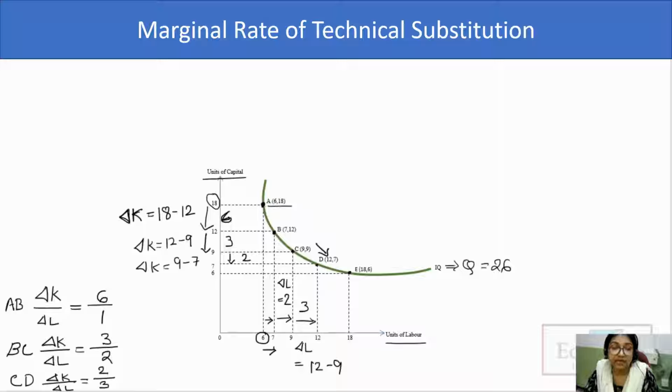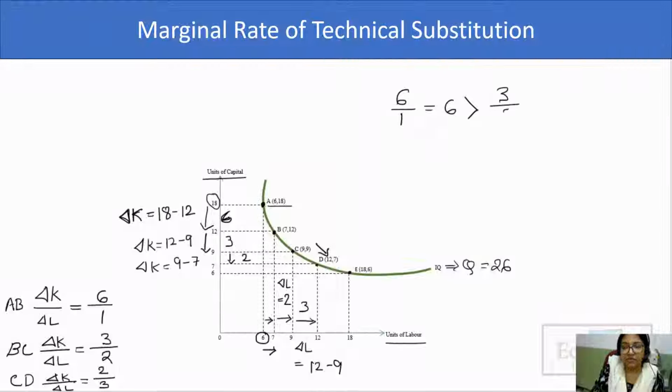We can see that if we continuously increase the labor unit, there is less scope to sacrifice more and more capital. From A to B, this ratio was 6 upon 1, that is equal to 6. Now 6 is definitely greater than 3 by 2. 3 by 2 is the ratio when we move from B to C.